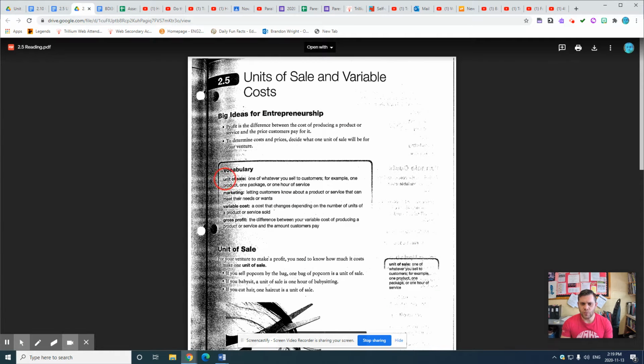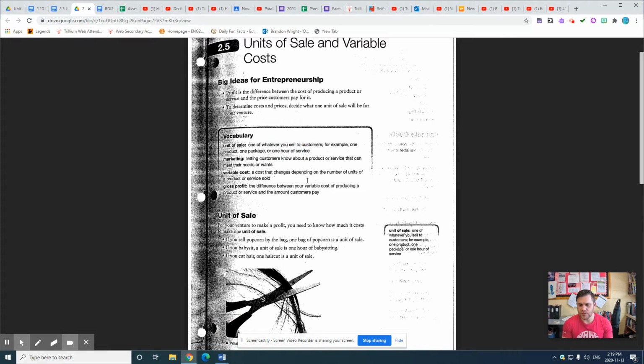But a unit of sale is just one of whatever you're selling to your customers. For example, one product, one package, or 1 hour of service. So if your business is shoveling snow, your unit of sale will be 1 driveway shoveled. If you're babysitting, it could be 1 hour of babysitting service. Or if you're walking pets, it could be 1 hour of dog walking. So unit of sale is simply one of whatever you're selling. If you make arts and crafts, your unit of sale could be 1 dream catcher. If you're baking cakes, your unit of sale is 1 cake. That's it.